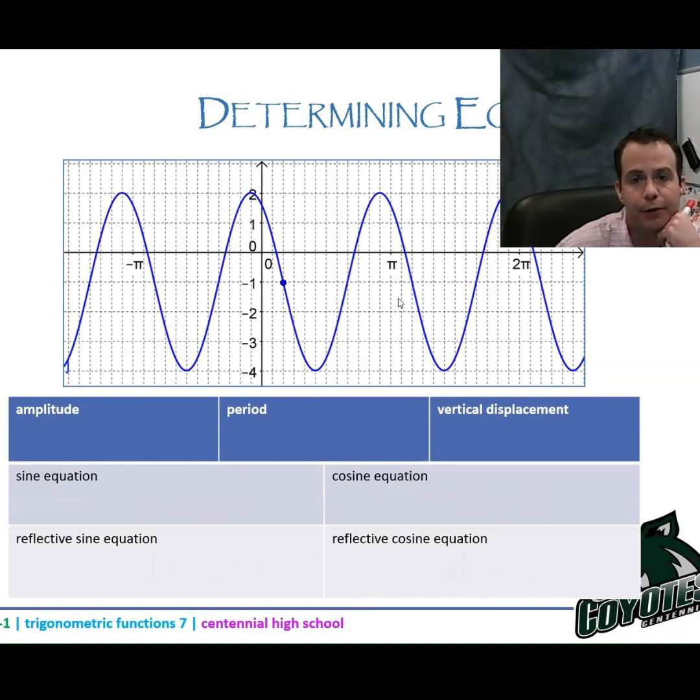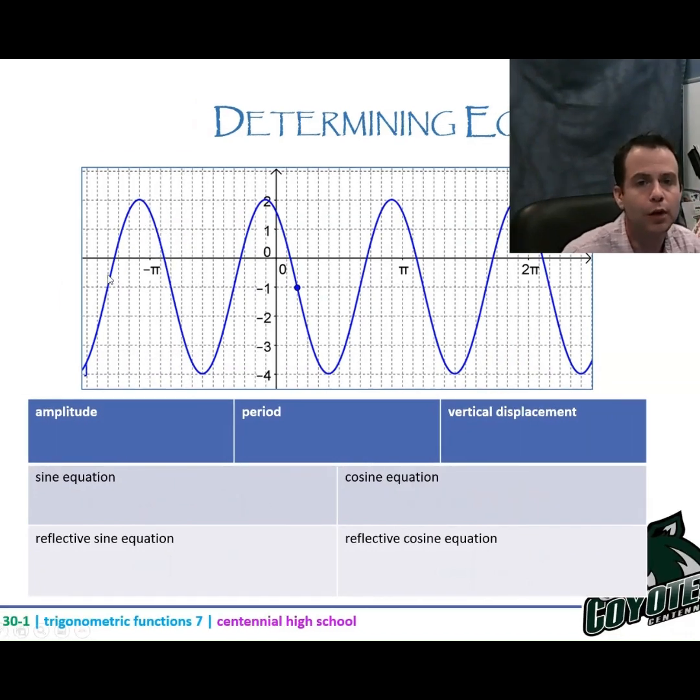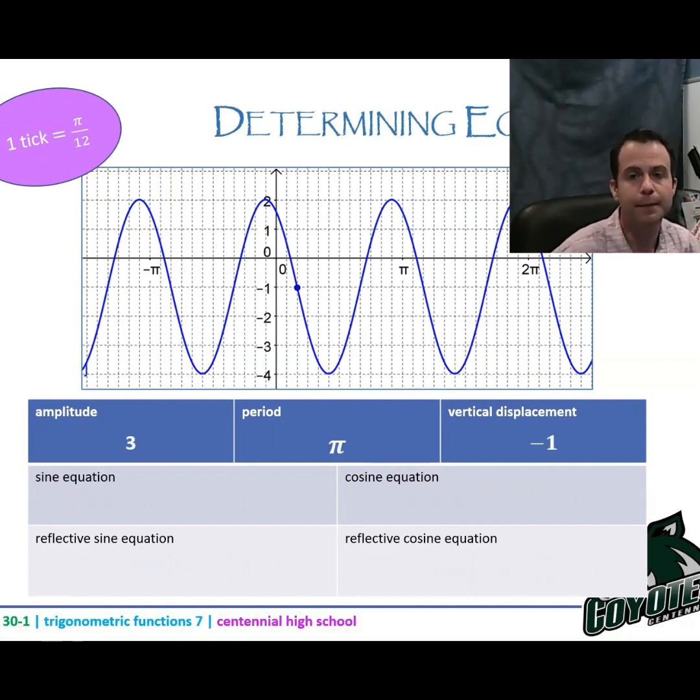I happen to see a period right here, right away, from here to here. I'm going to just use those minimum points. So if I was to count that, I'd go 1, 2, 3, 4, 5, 6, 7, 8, 9, 10, 11, 12. So I know that 1 tick is pi over 12, and I now have established that my amplitude is 3, my period is pi, and my vertical displacement is -1.